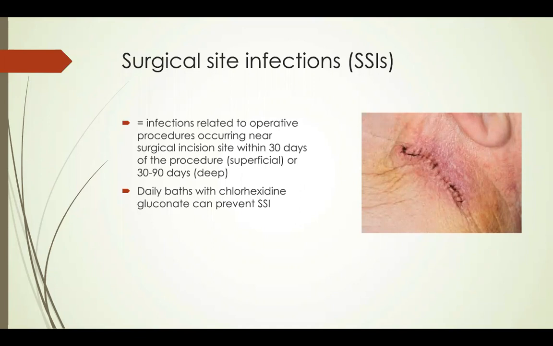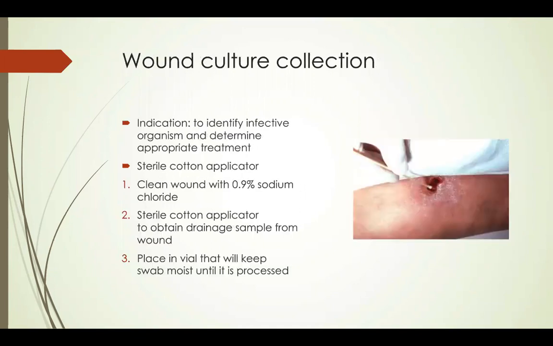Having a bath before you have your surgery, having the patient cleanse with like a special soap, and then doing the right prep will prevent these infections. If you do get an infection, now think back to your infection lecture. Before you give someone an antibiotic, you need to get that wound collection, or you need to get the culture. So how are you going to culture it? The reason why we culture is to identify an infective organism and determine appropriate treatment.